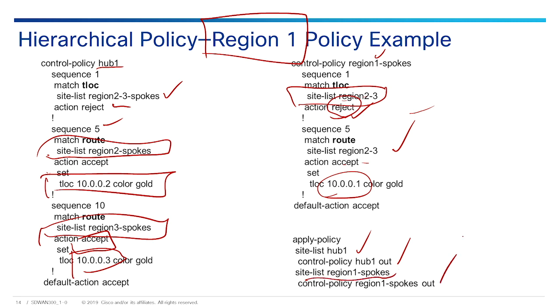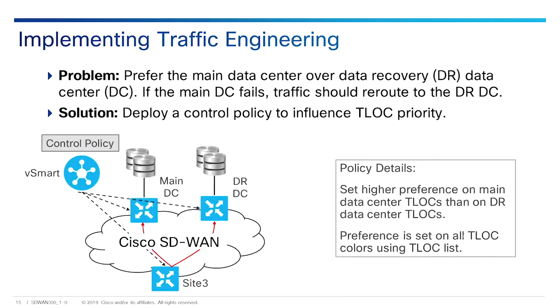That way region 1 spokes send all their traffic to the region 1 hub, and if they want to contact the region 2 and 3 site lists, they actually would send their traffic directly to the hub for region 2 and region 3 respectively. Okay?